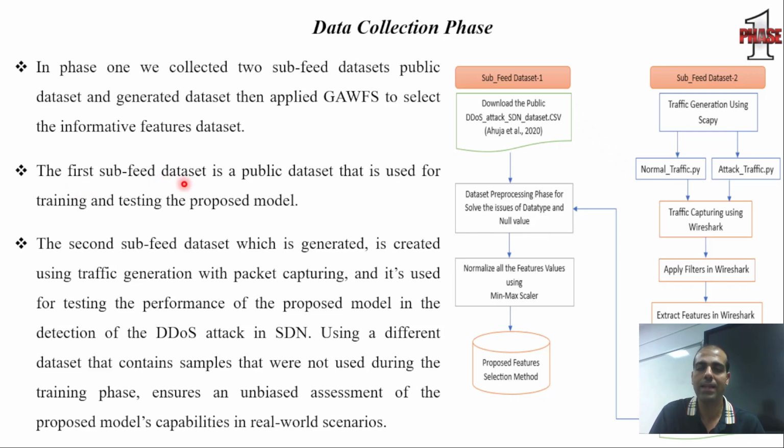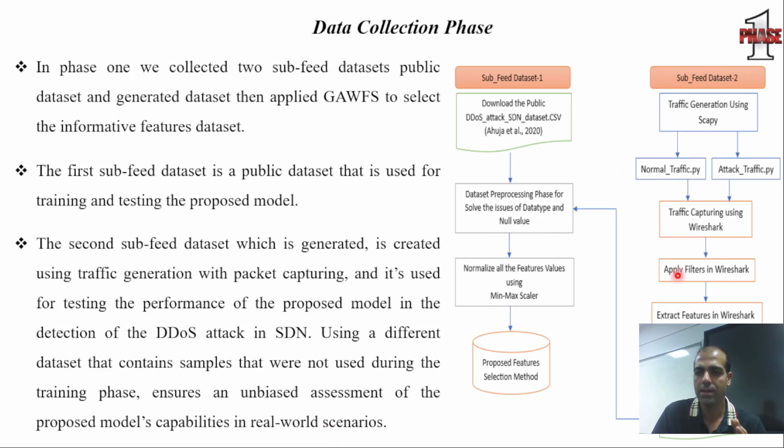The first sub data set, which is the public data set, is used for training and testing our proposed model, while the second sub data set, which is generated, is created by using traffic generation with packet capturing. This data set is used for testing the performance of the proposed model in the detection of DDoS attacks. So by using a different data set that contains samples not already used in the training and testing phase, it will ensure an unbiased assessment of the proposed model's capability in real world scenarios.